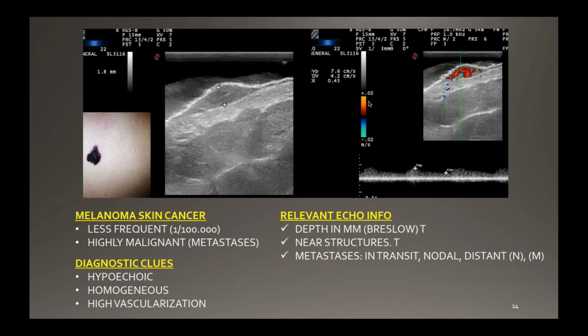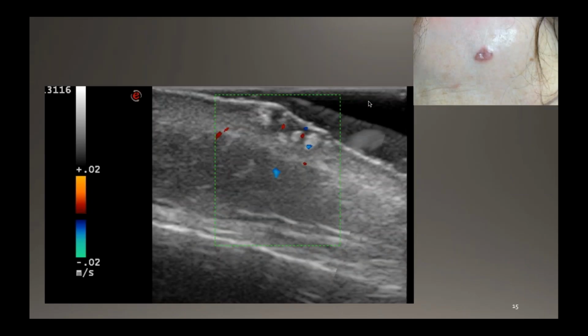This is the Breslow index. In this case, the sonographic Breslow has a big correlation with the histological Breslow. This is another kind of tumor.